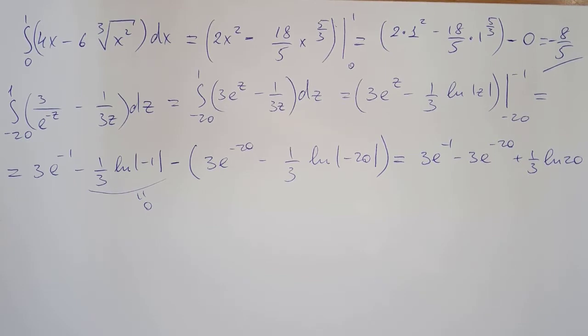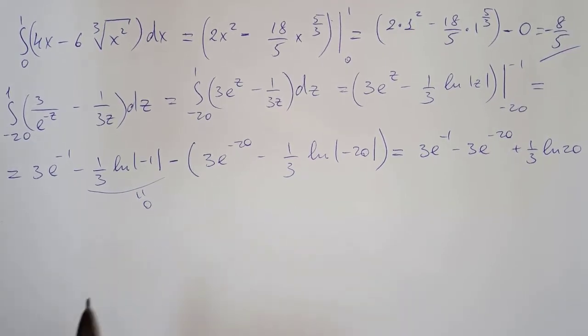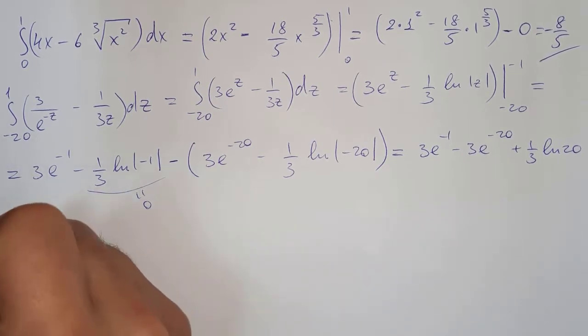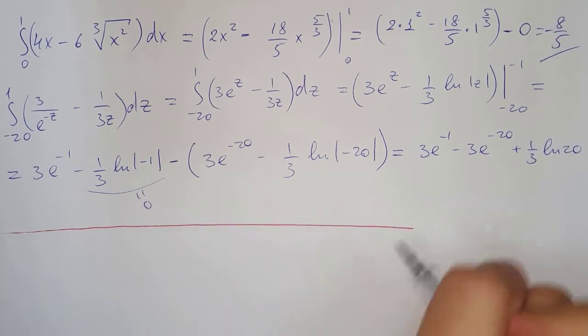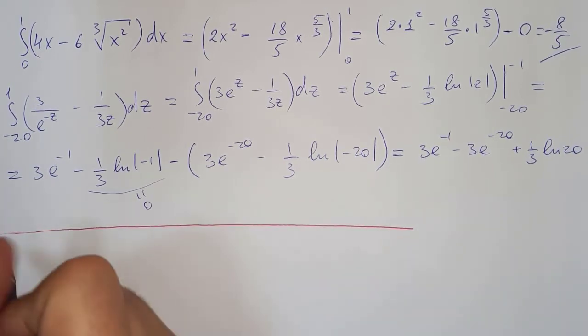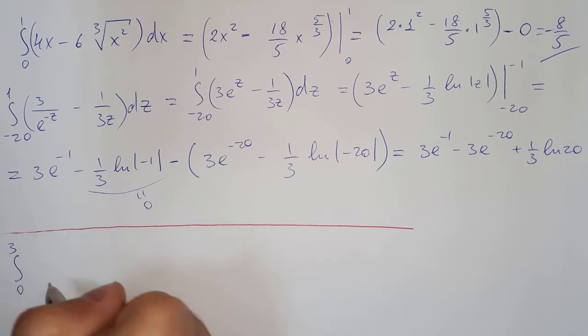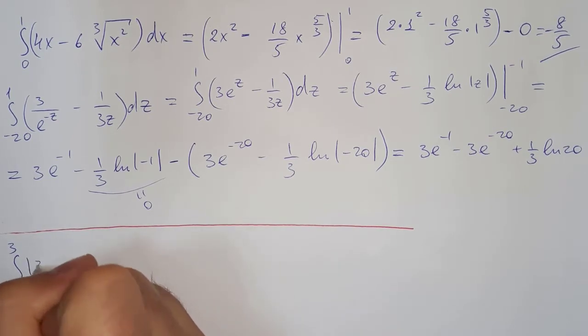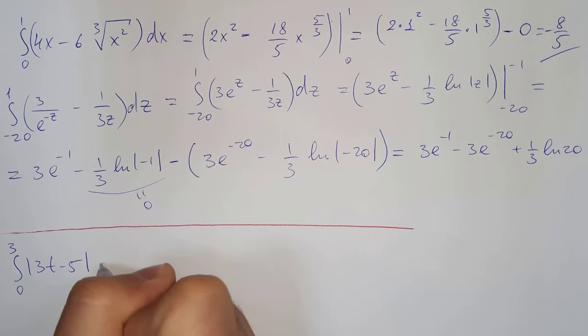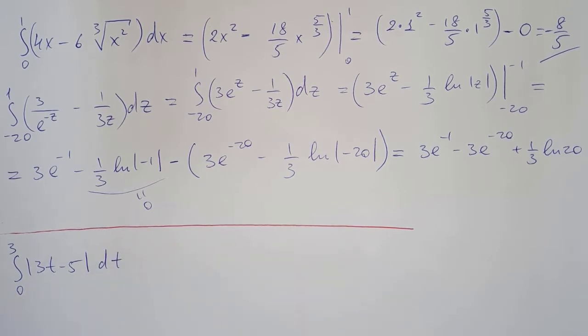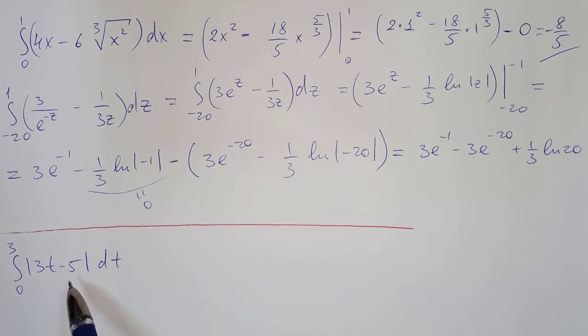Okay, so the next example is with absolute value. Let's consider one example with absolute value. So integral from 0 till 3, absolute value of 3t minus 5 dt. So how to find such kind of integrals? Here, if you put 0, it will be minus 5, yes? Our function with minus.